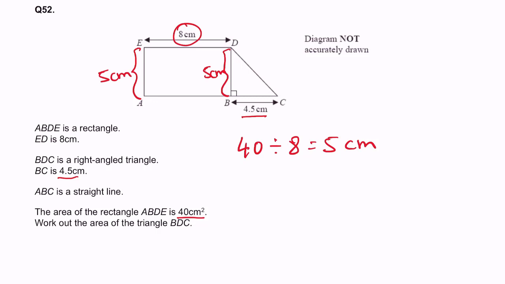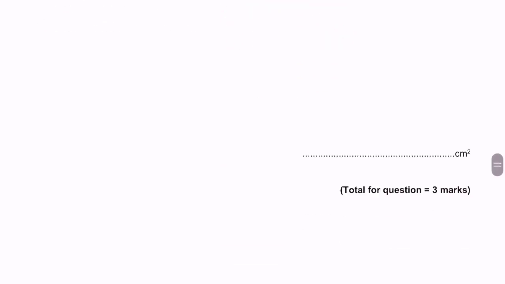Now let's find the area of the triangle, which is half times base 4.5 times the height, which is 5. Let's work it out on a calculator. That gives an answer of 11.25 centimeters squared. Okay, so that's the answer for this question. 11.25 centimeters squared. That's 3 marks.